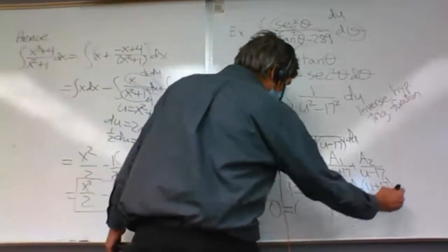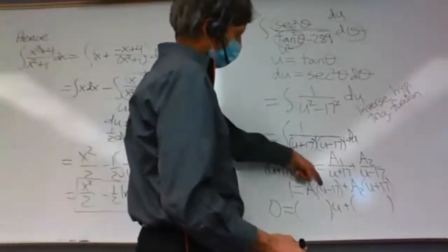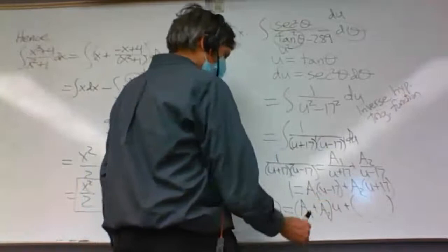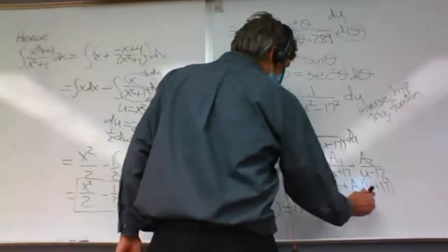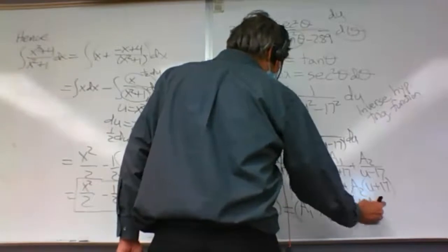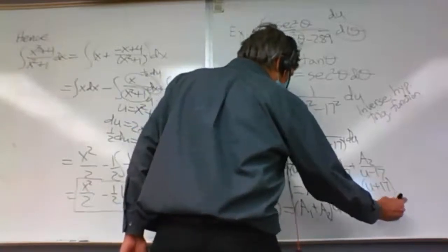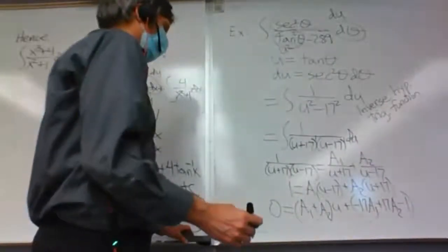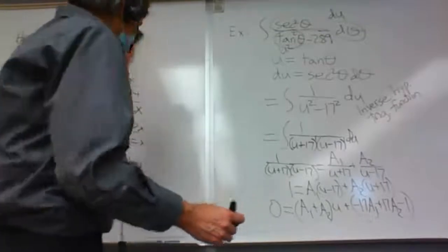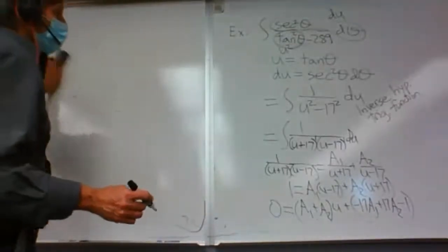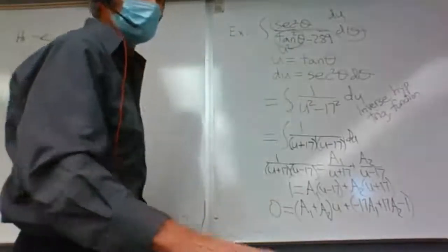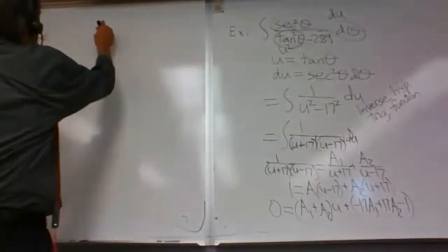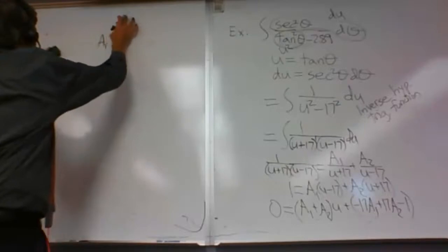And now you can group like terms again. You need to subtract the 1 over the other side to get 0 over here. And you've got terms multiplying u, and you've got constant terms. Let's see, A1 u plus A2 u, so I've got A1 plus A2 times u. Then I've got A1 times minus 17 plus A2 times plus 17 minus 1 that I subtract over. There we go. So this one, you made a substitution and then you got partial fractions is the idea.